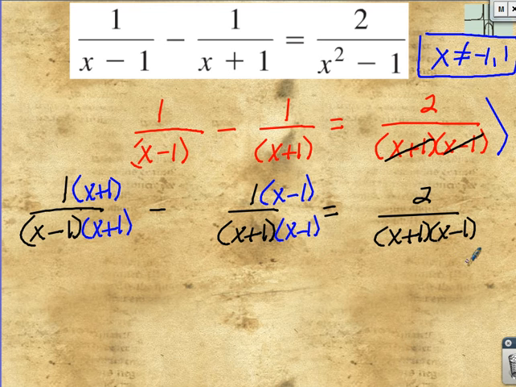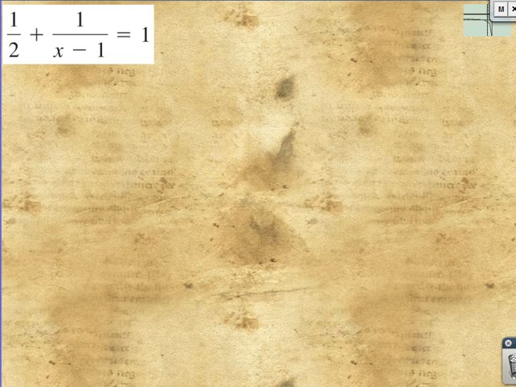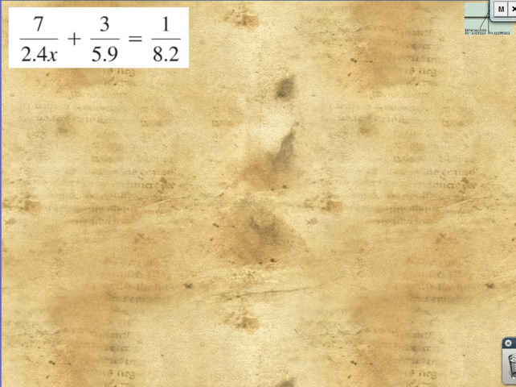Now that all three bottoms are the same, you can actually forget about them completely. Again, the reason being is if you've got x over 4 plus 3 over 4 equals 7 over 4, the bottoms don't matter. The bottoms are all the same. Okay? So dump them, forget about them, and you actually get the exact same thing. X plus 1 minus x minus 1 equals 2. Same thing. Okay? Use the method that makes more sense to you. That's enough of those. Let's work this one. Because a common denominator will not be fun on this.